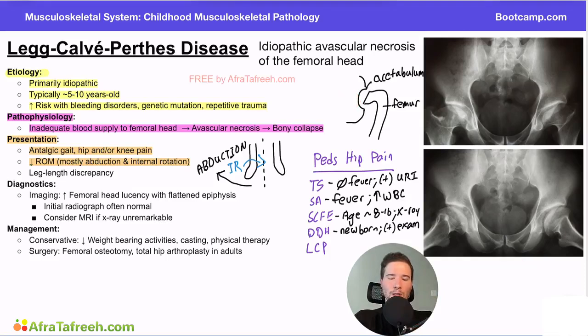Now, these patients can also present with a leg length discrepancy. I think this one is pretty easy to remember and pretty self-explanatory. If we have bony collapse, which we talked about right here, this can obviously cause one leg to present shorter than the other. Now, when we think about the diagnostics here, it's important that you get imaging for these patients. Imaging is going to show increased femoral head lucency with a flattened epiphysis. Remember, the epiphysis is that growth plate, the epiphyseal growth plate, and we can see that pretty clearly if we draw our attention to our images over here, which I'm highlighting in blue, so we can take a closer look.